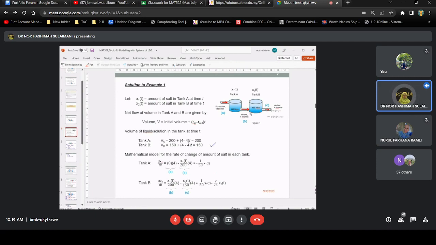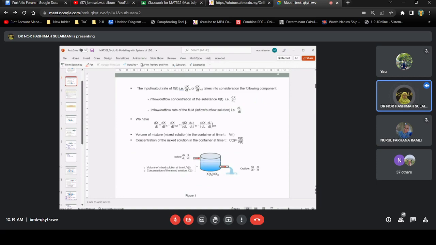Alright, saya review balik semula just to recap on what we have learned in the previous class. Kalau you perhatikan dalam tank A, kita concentrate on yang masuk, model tu masih lagi sama. In terms of the model, kita ada kepekatan or the concentration of the solution that goes into the tank multiplied by the rate, tolak the concentration of the solution in the tank and the rate that it goes out of the tank. So the combination of this, kita akan dapat model tersebut.